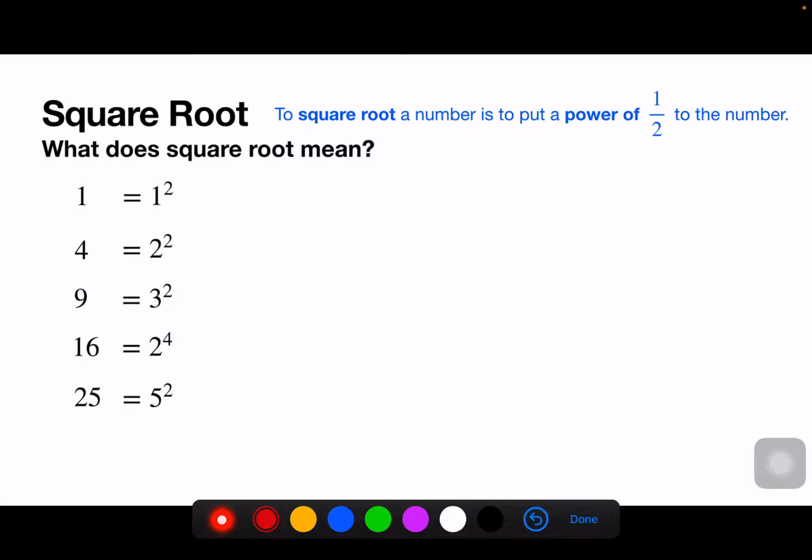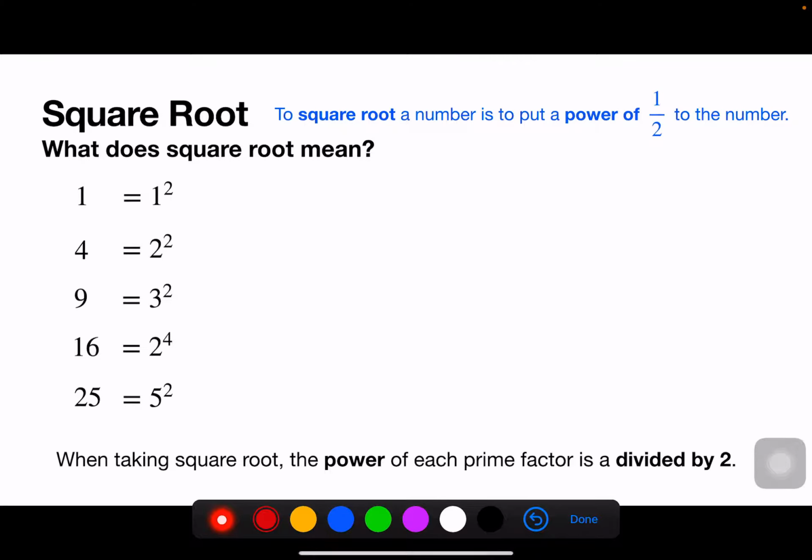That means instead of 2, it's divide by 2. Instead of multiply by 2, you divide by 2. So let's go and see how we take the square root of 1, 4, 9, 16 and 25. Now remember that 1, 4, 9, 16 and 25 are all perfect squares. So remember, when you want to take a square root of a number, we are actually taking the power of each prime factor and dividing each of the power by 2.